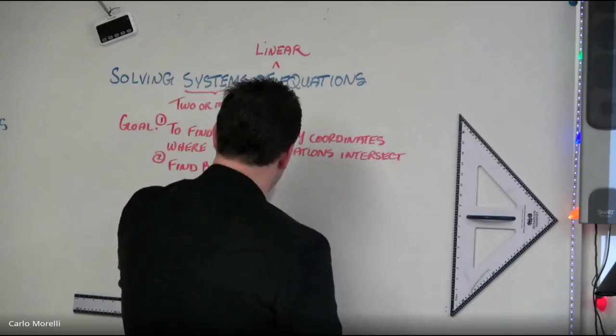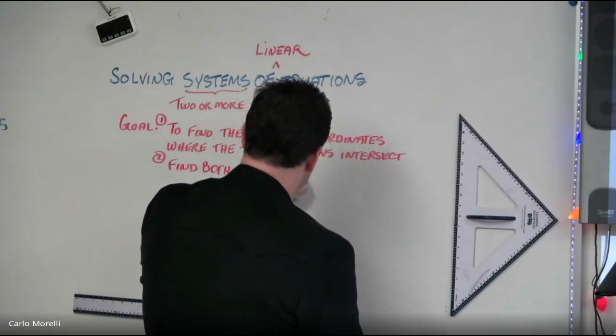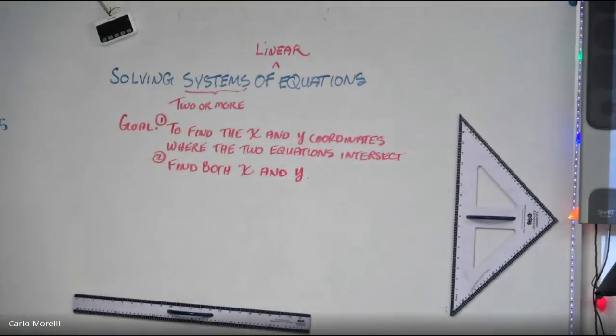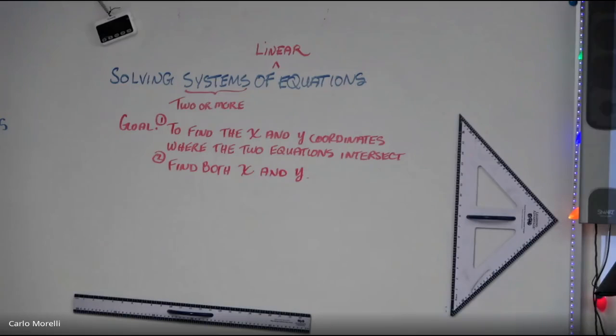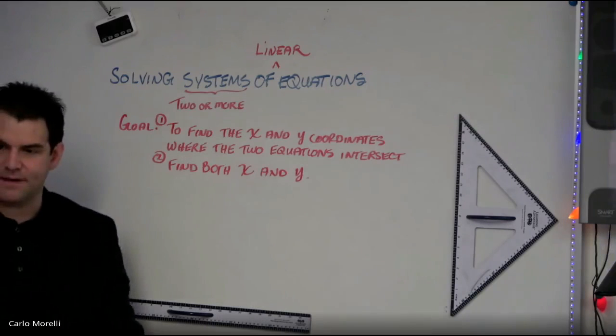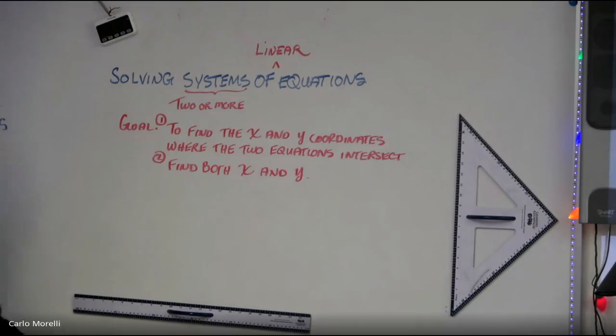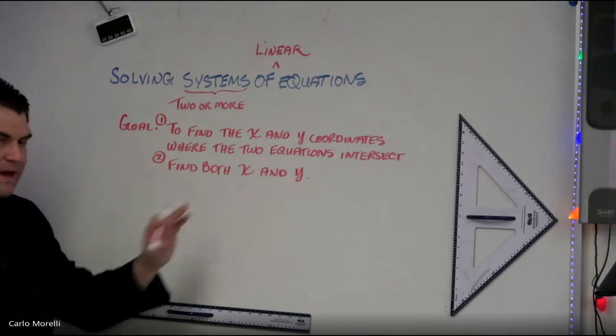Usually when we're solving equations, we're solving for just one letter. It might be 5x equals 25. Solve for x: you would divide by 5 and x equals 5. Here we're trying to find both x and y.